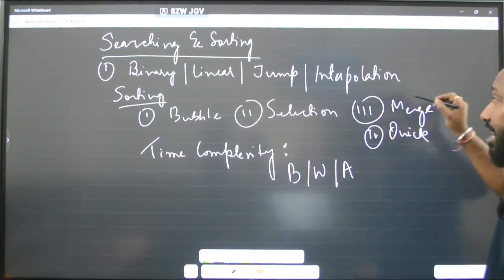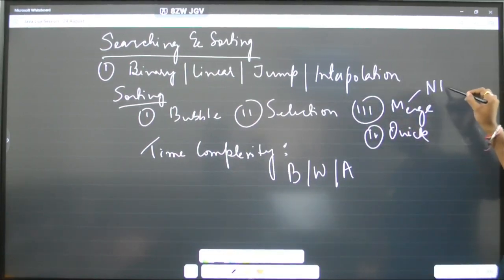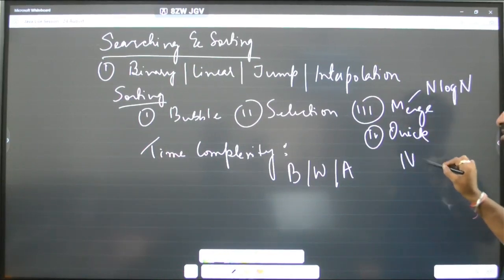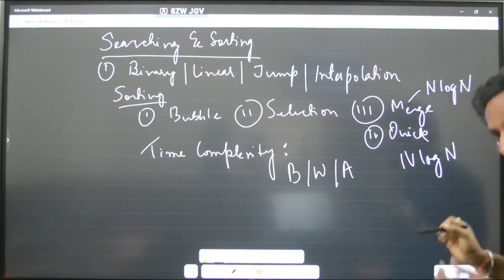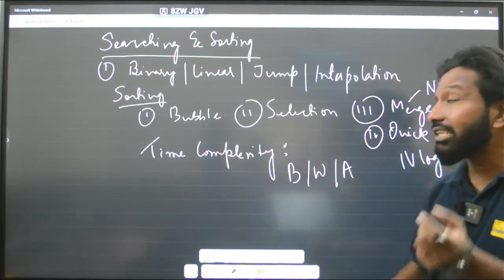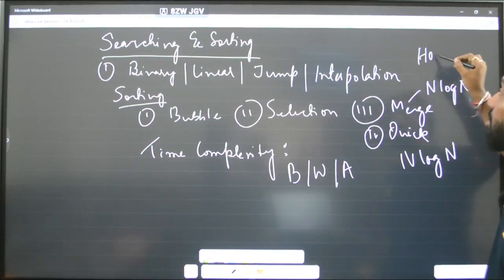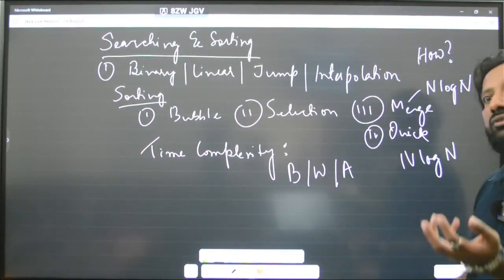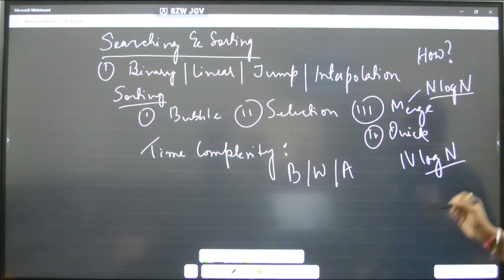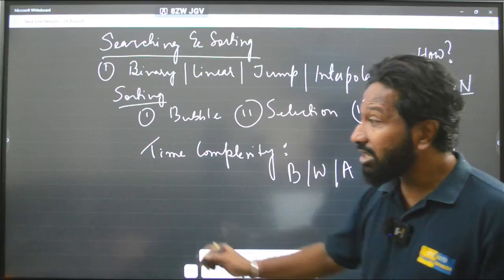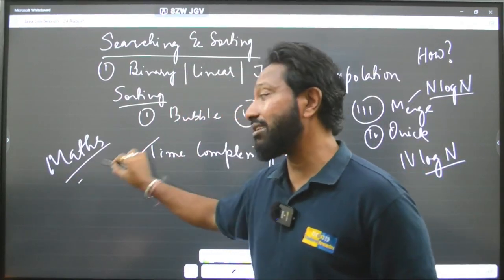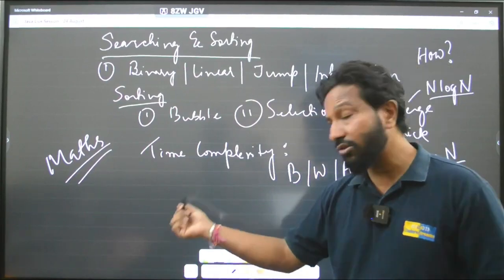For example, the time complexity of merge sort is n log n. The time complexity of quick sort is also n log n. But in the interview, they will not ask you only the time complexity. They will ask you, how does it come? How do you derive that time complexity? What is the reason that it is n log n? This kind of question will come. And some little bit of maths is also required for your placement tests, so make sure you are learning those topics also.